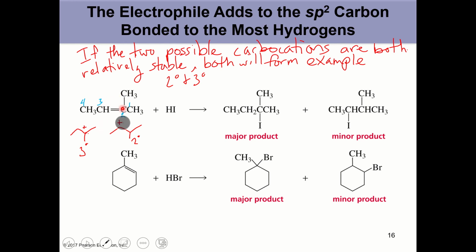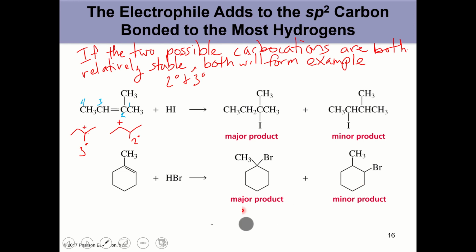If the hydrogen adds to the more substituted carbon, if it adds to carbon 2 instead of carbon 3, that gives us a secondary cation. The tertiary cation will lead to the major product, but the secondary cation will produce a minor product. So we'll have the majority of our product as the iodide bonded to the tertiary carbon, and then a minor amount of iodide bonded to the secondary carbon will occur.